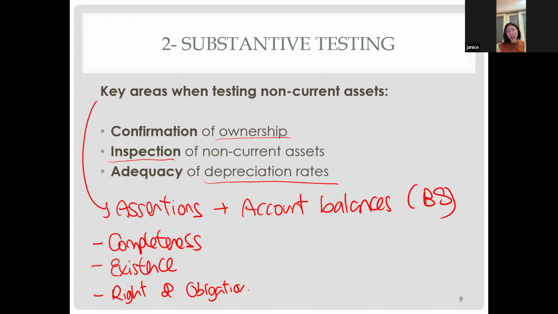So cutoff, okay, very good. Cutoff is an assertion, but it's not for account balances, it's for the classes of transactions. It's for the P&L. But very good, that's actually an assertion as well. But for account balances, there is also accuracy and valuation and allocation actually.